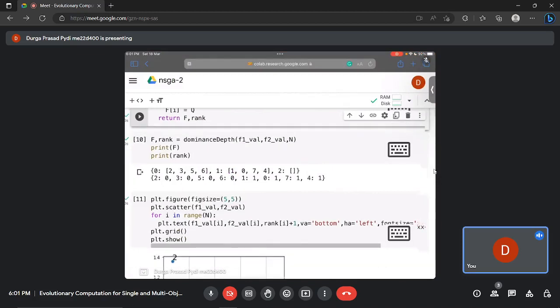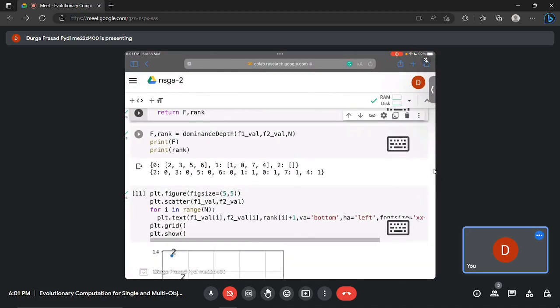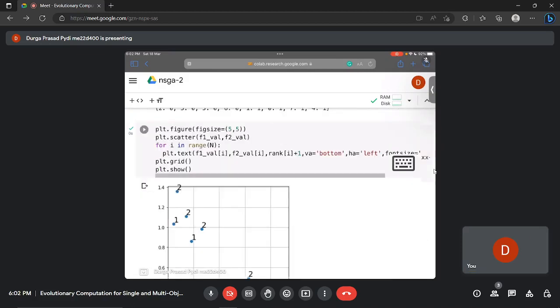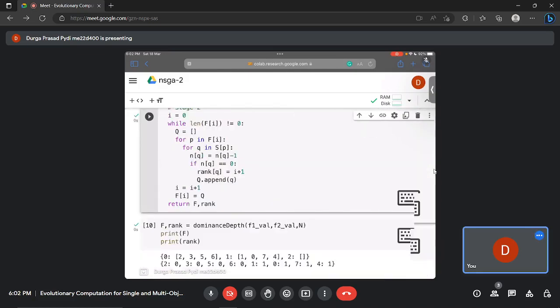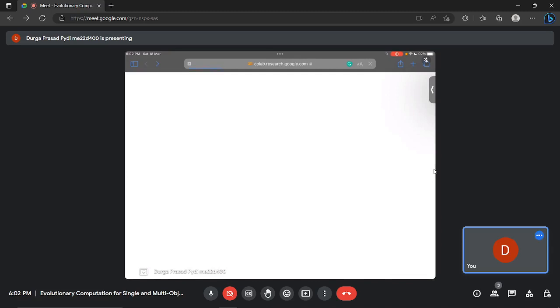In these solutions, the output is something like this. The first line is your fronts. So the zeroth front is essentially having individuals 2, 3, 5, and 6. The first front is having individuals 1, 0, 7, and 4. The next front is empty, it basically doesn't have anything. So all your 8 solutions are essentially split into 2 fronts, the first one and the second one, that's it. This is just a plot of it. So these are our individuals.